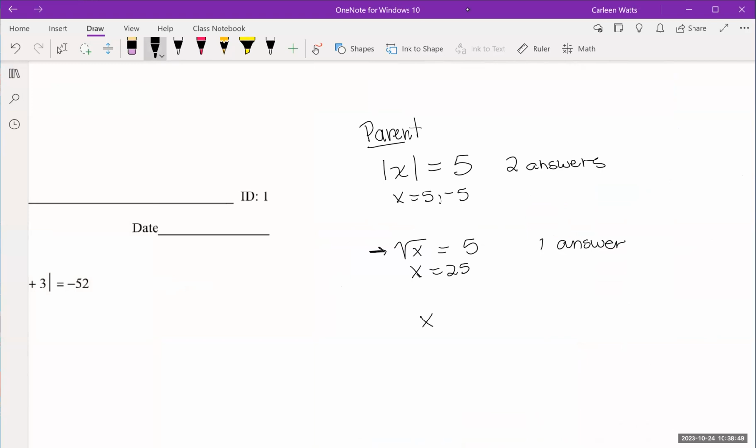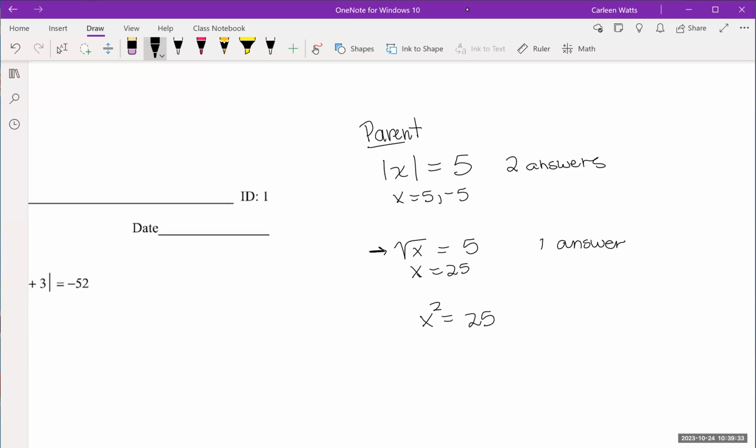Okay, and then x squared equals 25. The answer is 25. Number 1, what number when I square it is going to give me 25? And number 2, how many answers am I going to get? So what number squared gives me 25? The same number that multiplies by itself.